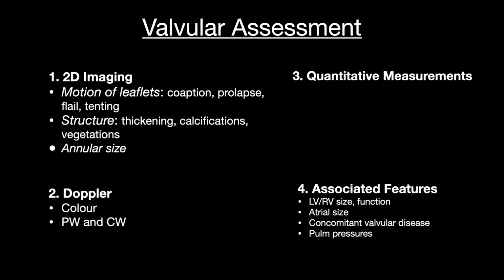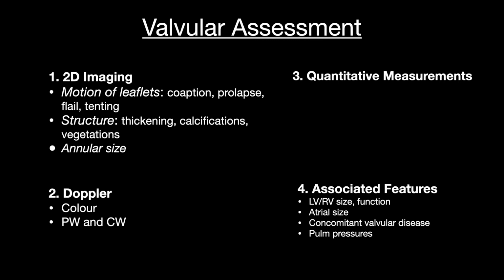Okay, so general principles when assessing a valve with transthoracic echo. Firstly, you need to image the valve in multiple views. Any abnormality should be demonstrable in more than one view. For example, a vegetation needs to be seen in more than one view.